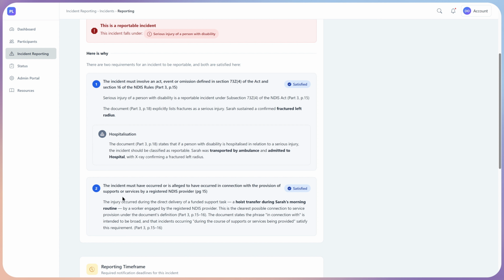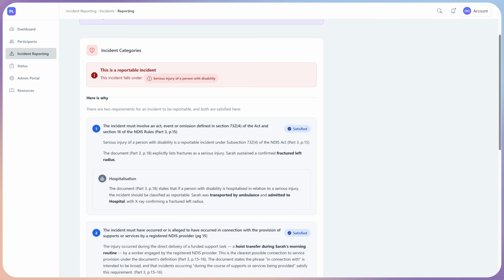Now, looking at the second requirement that is needed for this to be a reportable incident, it says that the injury occurred during the direct delivery of a funded support task, which was the hoist transfer during Sarah's morning routine by a worker engaged by the registered NDIS provider. And it says that this is the clearest possible connection to service provision under the document's definition. Again, you can go and check these page numbers to verify this information, and you will find that this is also satisfied. So you can see how easily and quickly we now know that this is a reportable incident.